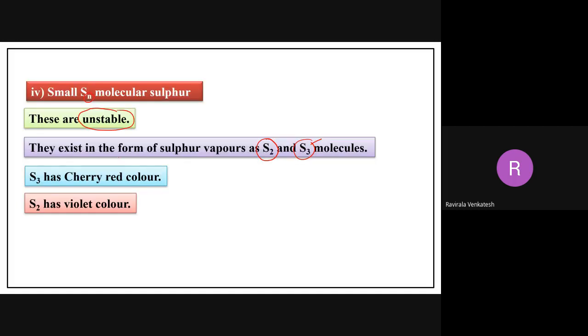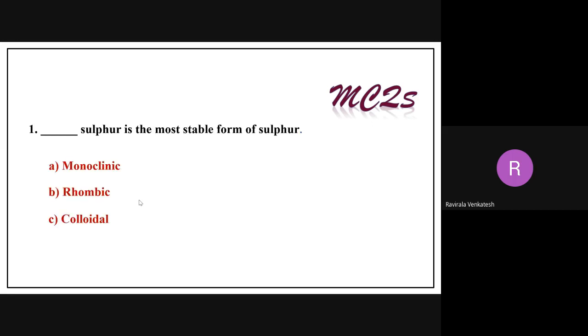Now if you observe S3 beta, it is having some cherry red color beta. Cherry आपको पता है ना, same color है सर. Where S2 exhibits violet color beta. They exhibit violet color actually. अब देखो क्वेश्चन आपको पूछता हूँ, आपको बोलना है बेटा. Which sulfur is the most stable sulfur? Rhombic sulfur is the most stable sulfur, right?